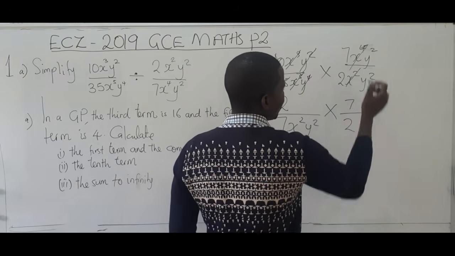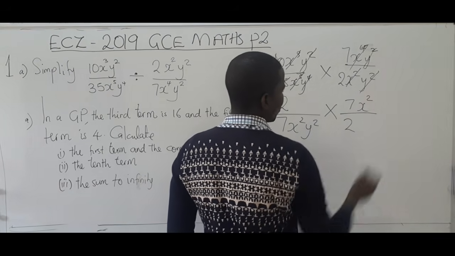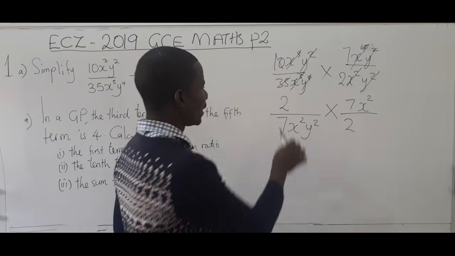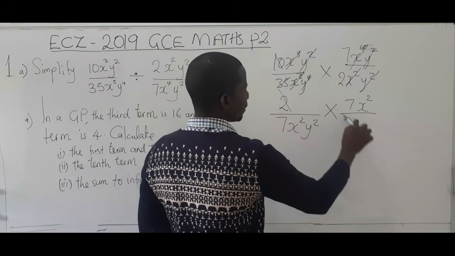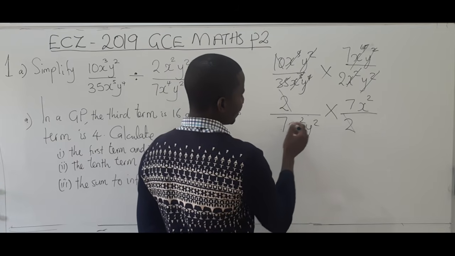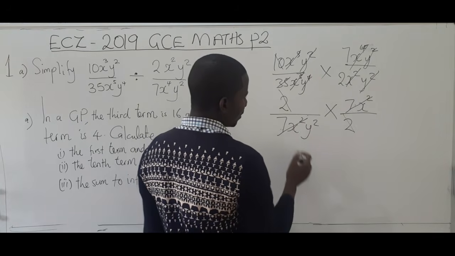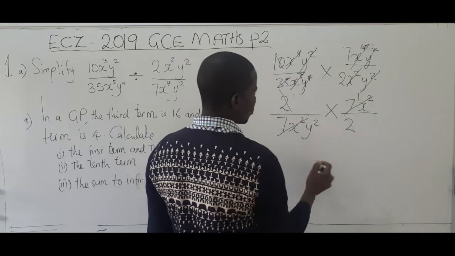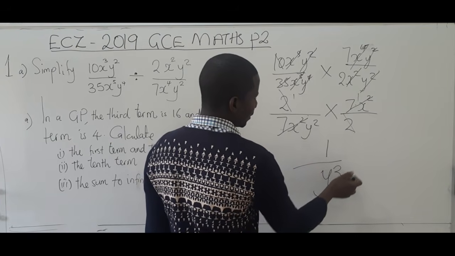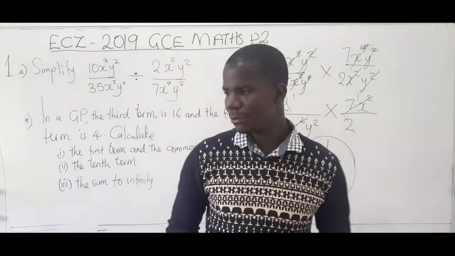Then x here into there, you have x squared. Y here, y squared and y squared go, just like that. So you've seen where we are. Now at this point, we can cross-check. 2 here, 1, 2 here, 1. 7x squared, 7x squared, 7x squared. You cancel this one and this one. So what are you remaining with? On top, you have 1, you have 1. So this is going to be 1 over, here we have remained with the y squared. So this is our answer to the first question.